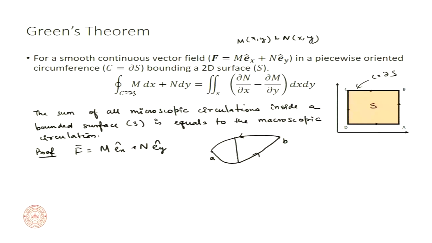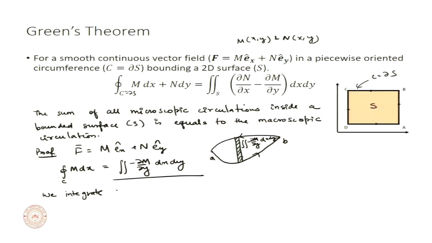So, m function is defined along the Ex direction. So, we can take a small strip within this bounded region. This will be equal to the double integral of minus del m by del y dx dy. Okay. So, what we have is the circular integral of m along dx is equal to the double integral of minus del m by del y dx dy. Okay. Let us try to prove this term first.